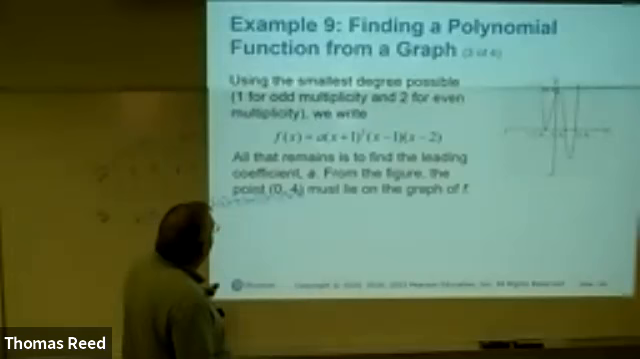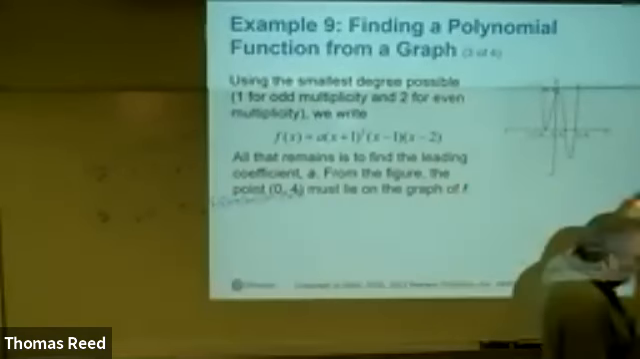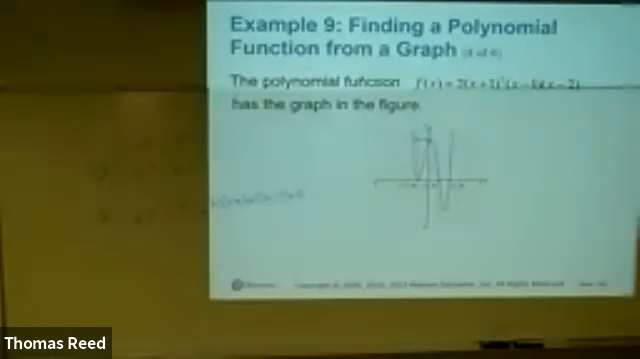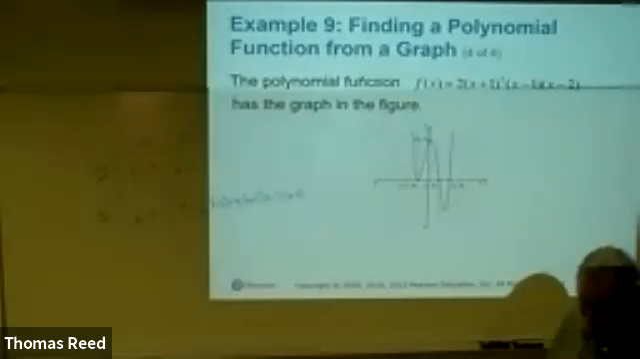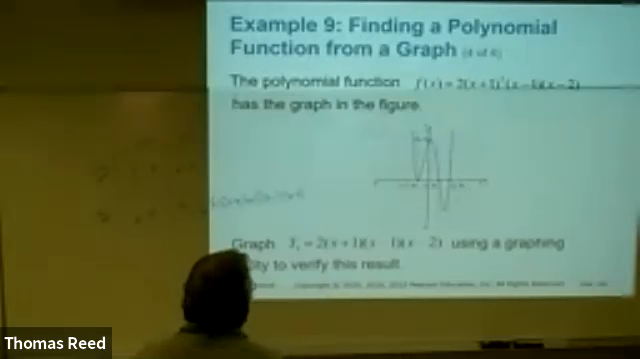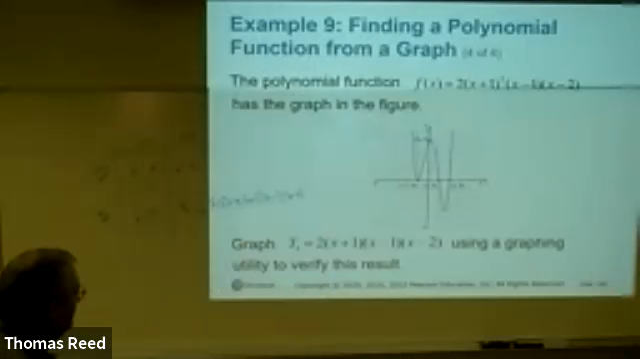All right, that reminds us to find the leading coefficient A. From the figure, we know the point (0, 4) must lie on the graph, so you put 0 in for x and 4 in for f of x. And you get A is 2. And so there you have it. Now you can multiply it out so it looks like a polynomial, and then use a graphing calculator to verify the result. I won't ask you to do that.